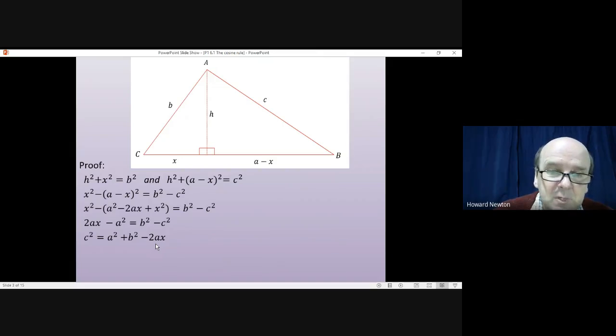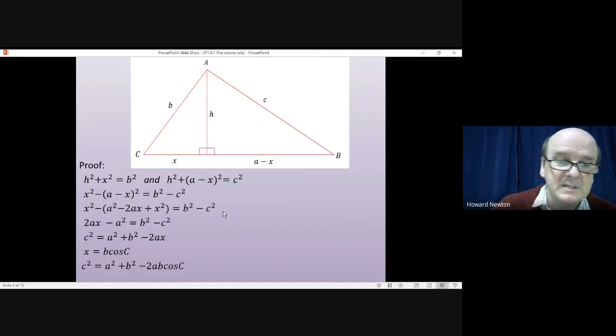And the last thing we need to do is calculate x using standard trigonometry from this left-hand triangle here. And x is equal to b times the cosine of c. So substituting that in gives us the cosine rule. c squared is equal to a squared plus b squared minus 2ab cos c.